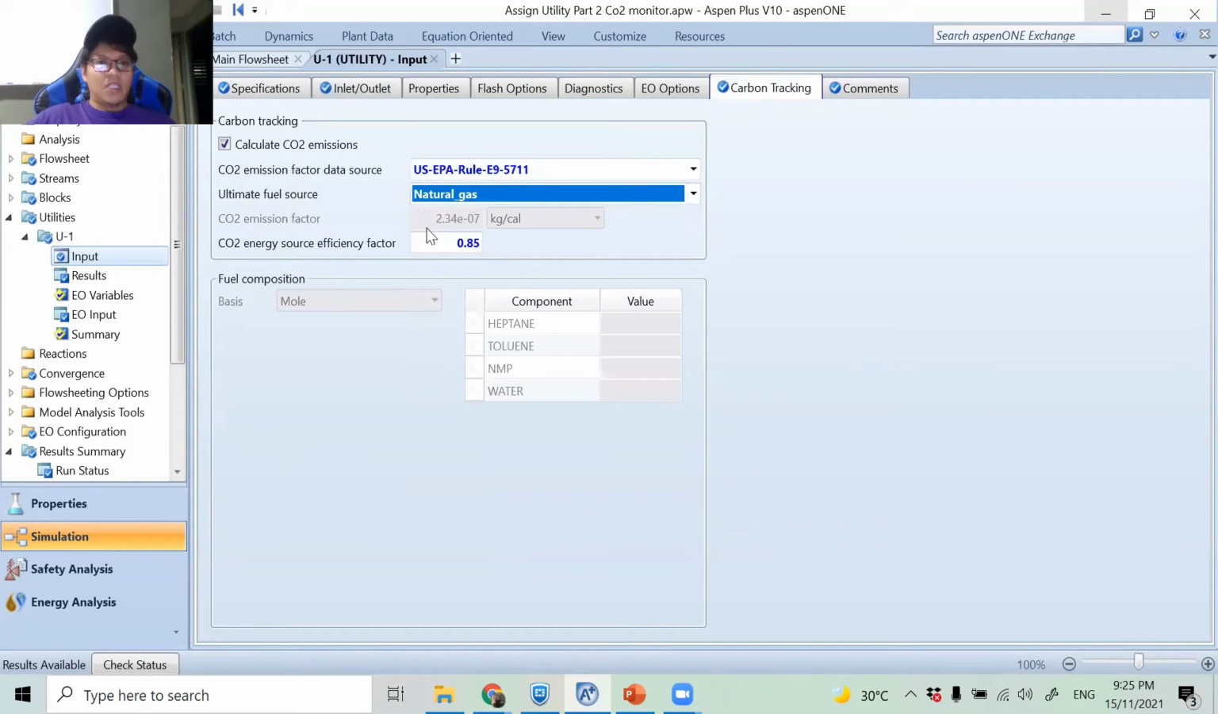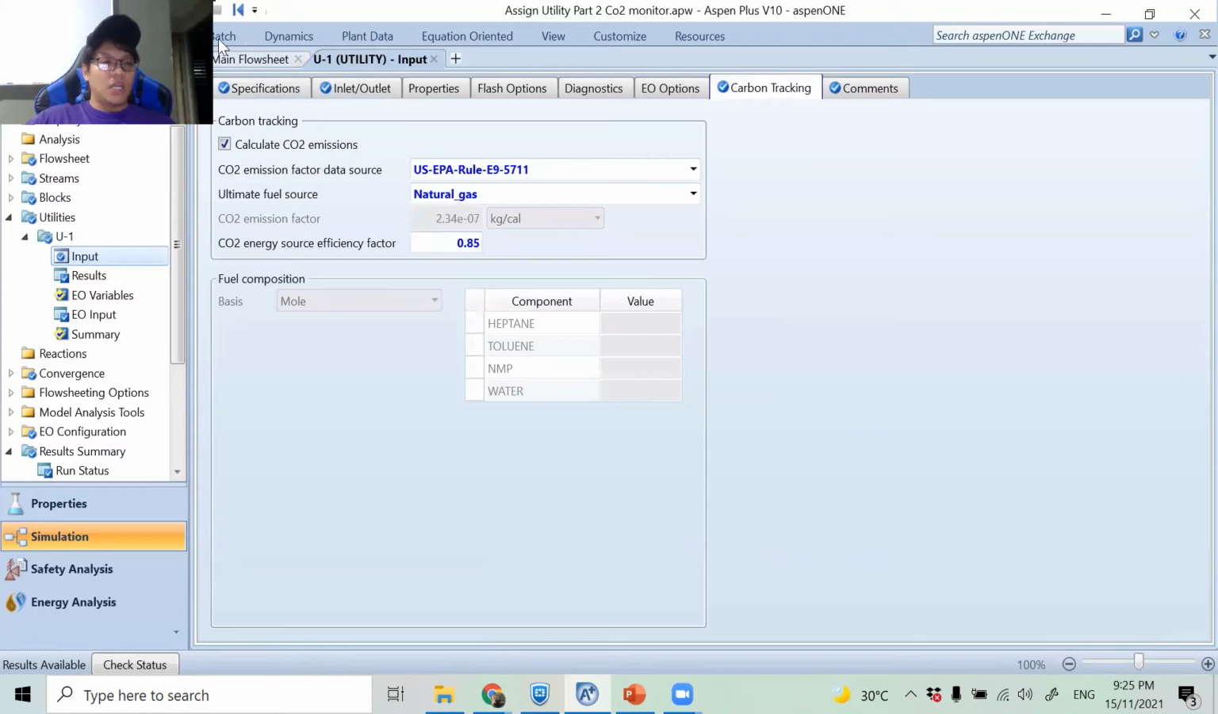And here I have CO2 emission factors. If you use the US EPA, you cannot change this one, by the way. Let's say for example I decided to use these default values. And then what you need to do is just click run.